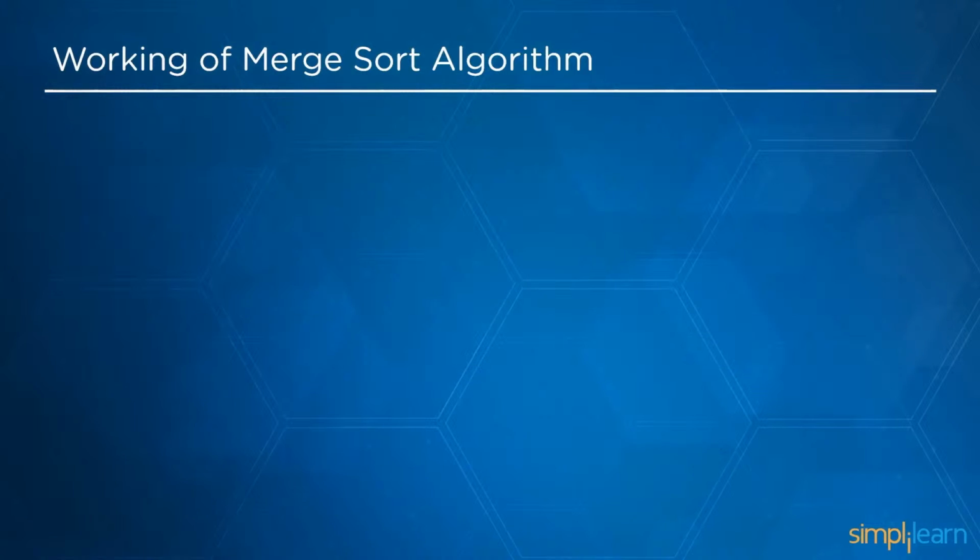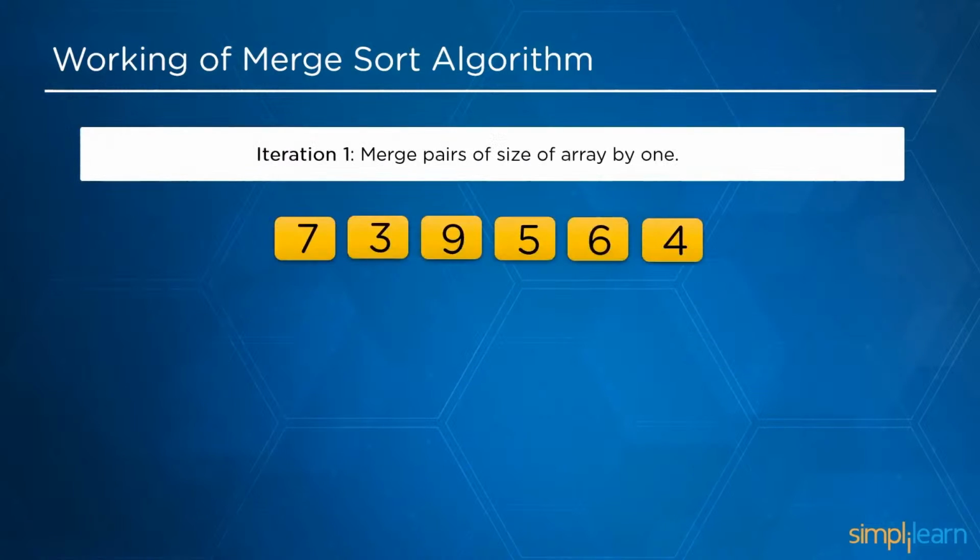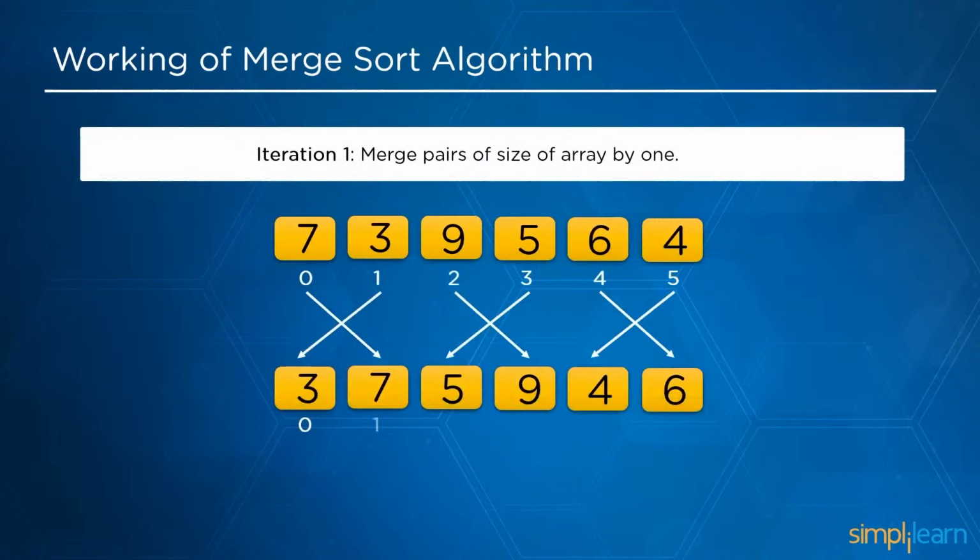Now, let us look at an example right here on my screen. In the first iteration, we will merge pairs of array size 1, sorting each of the 2 elements. When you iterate the array by size 1, the elements 7 and 3 become 3 and 7. Similarly, 9 and 5 become 5 and 9. And finally, 6 and 4 become 4 and 6.